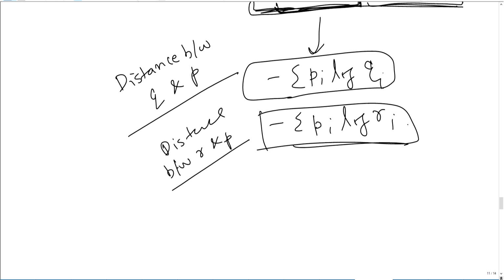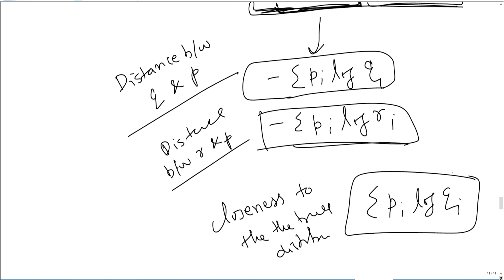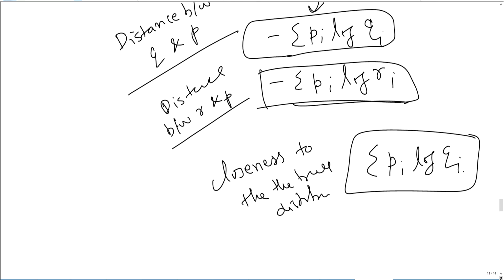So, that means what we can use as a metric of closeness to the true distribution can be given by the negation of this, negative Pi log Qi. If you take the negative of this, it would become summation Pi log Qi. So, this will actually give you how close this model Q is to the truth.